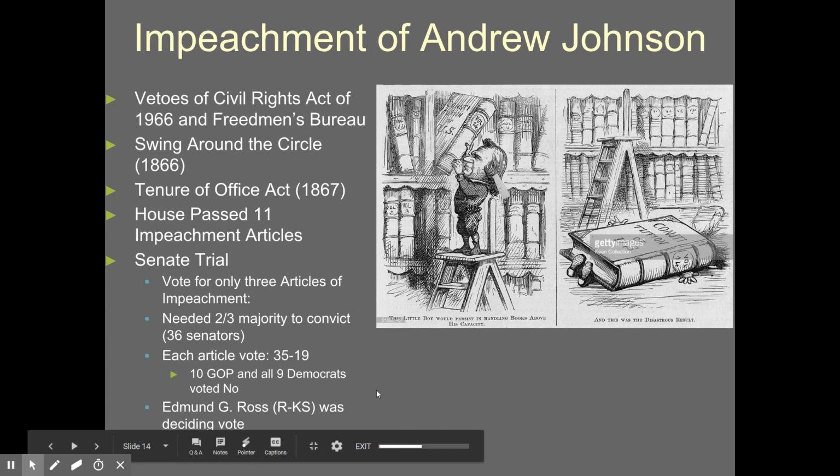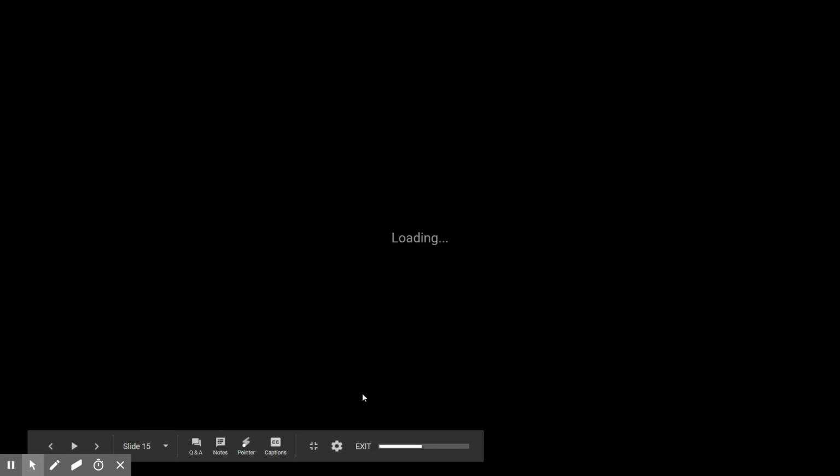So Andrew Johnson was never impeached, and it won't be until Bill Clinton gets impeached for lying to the public about Monica Lewinsky. Nixon would have been impeached, but he resigns before he comes up for impeachment. So obviously, Congress takes the dominant role at this time in the government by trying to impeach him, which doesn't work.